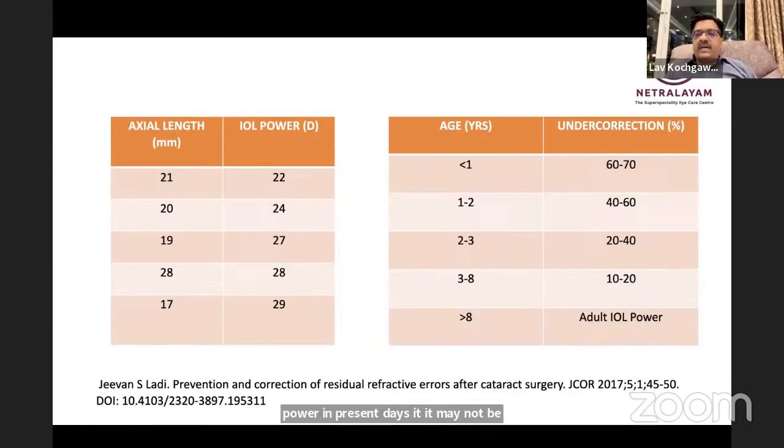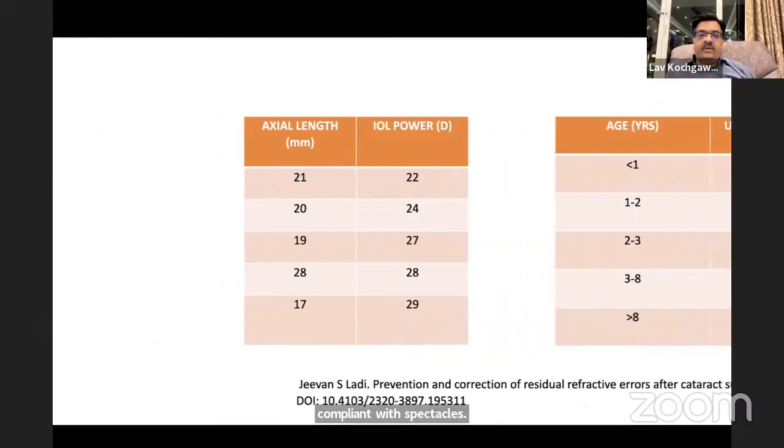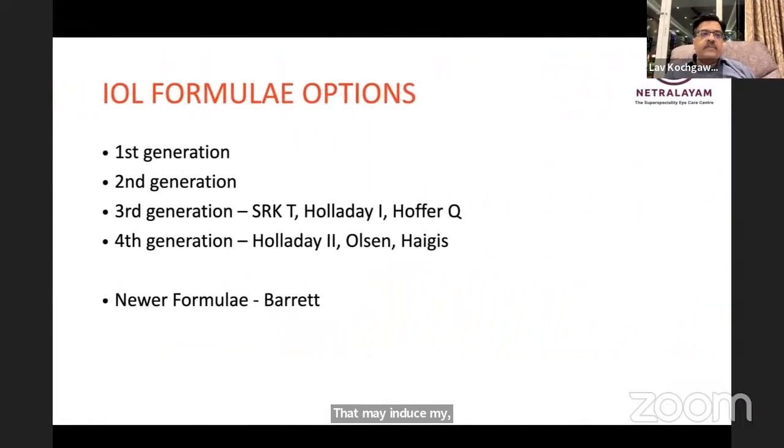Another thing is undercorrection. Again, it is a controversial topic, because there are various schools of thought. In children of 1 to 2 years, what was prescribed earlier was 40 to 60% undercorrection. But in these children, if they are not compliant with spectacles, that may induce amblyopia rather than causing any benefit to the child.